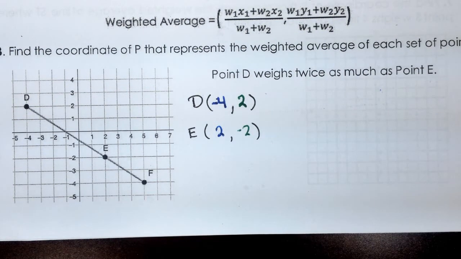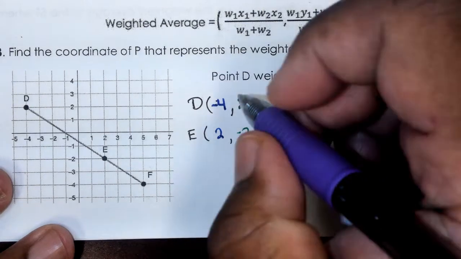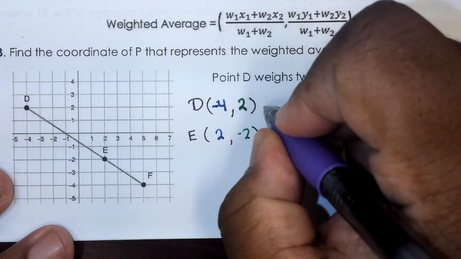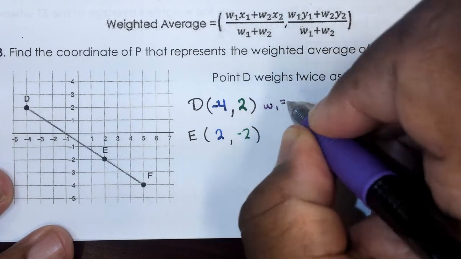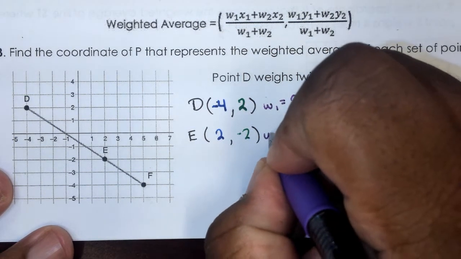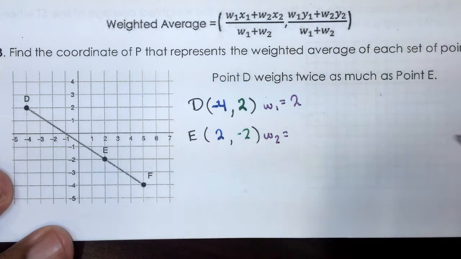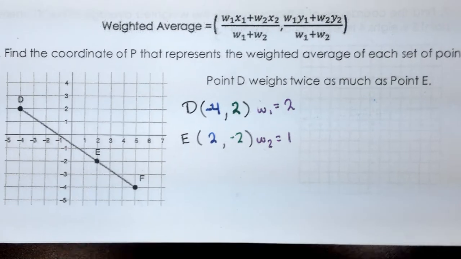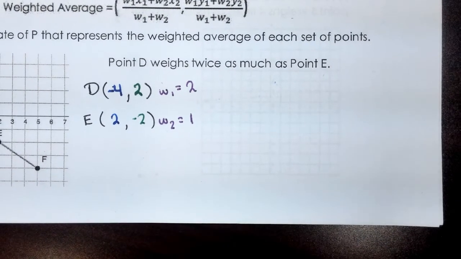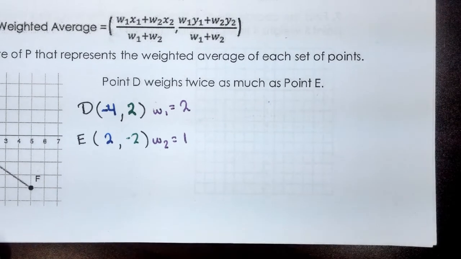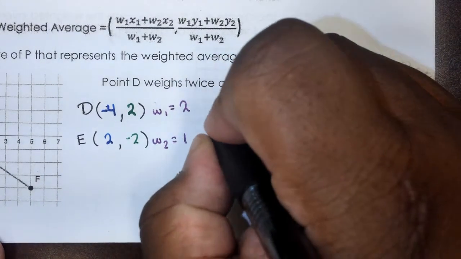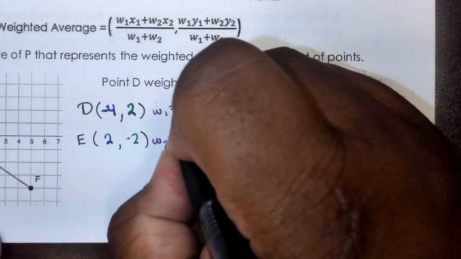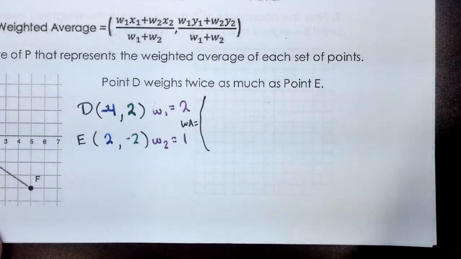Other thing I want to put on here is my weights. I'm going to put them out here next to this. So it said point D weighs twice as much as point E. So my weight 1 for point D is going to be 2. My weight 2 for point E is going to be 1. So now I'm going to use this formula up here and plug my numbers in. Don't write too big because you're going to need the space. This is my WA formula that I'm using.